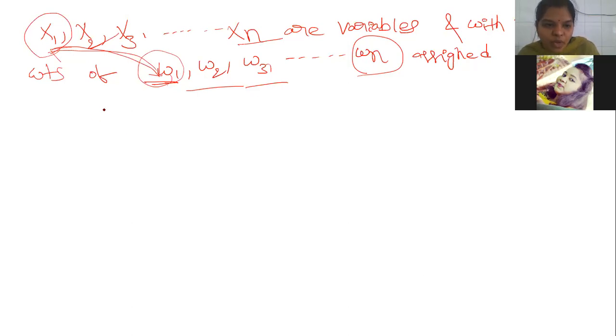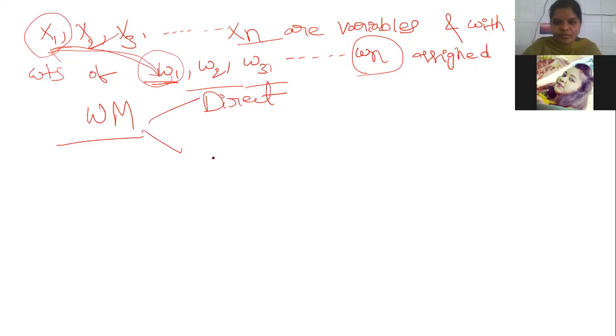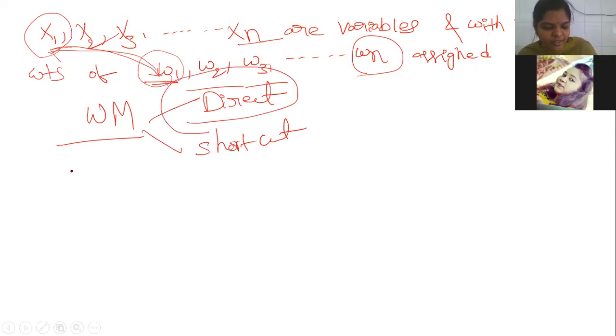So this weighted mean can be divided into two different methods: the direct method and the shortcut method. Once you do the problem, you can understand it easily. First, take the direct method. Write down: direct method.